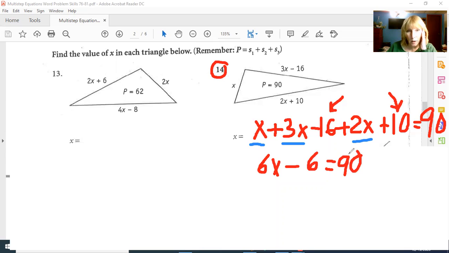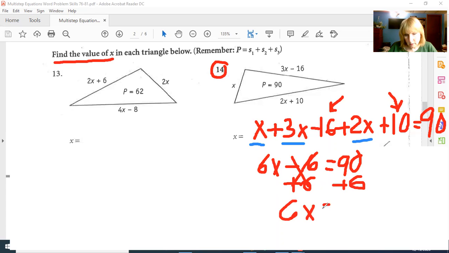So sometimes in these word problems, they want us to figure out the length of each side. In our case, I just double checked to see what the question was asking us. They just want us to find the value of x. So let's continue. So 6x minus 6, I'm going to add 6 to both sides. The 6's will cross off. I'll be left with 6x on the left equals 90 plus 6 on the right, 96. Divide both sides by 6.